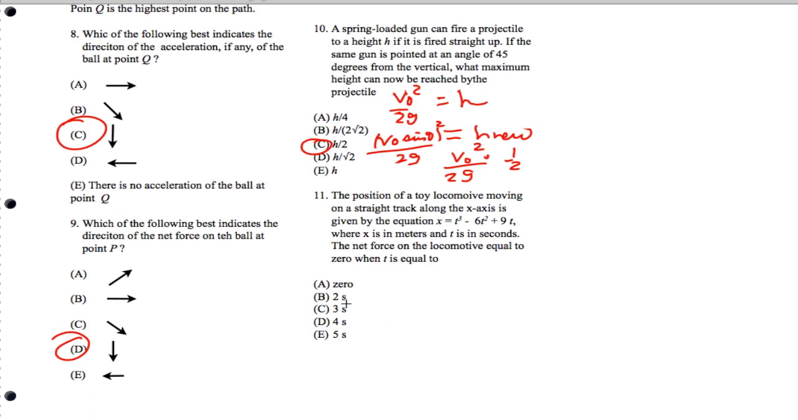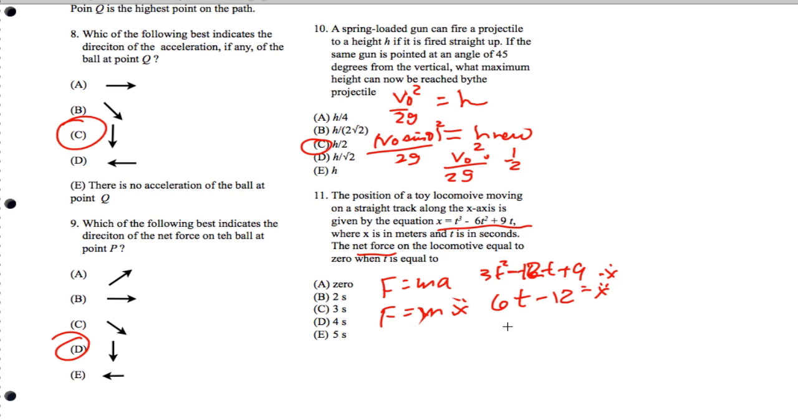Good stuff. Now here, we want to know the net force when we get this position here. So force net is mass times acceleration, which is going to be m times x double dot. So the derivative is going to be 3t squared minus 6t plus 9. Second derivative is going to be 6t minus 6. Did I get that right? No, this is minus 12t. Minus 12 here. So this is x dot. This is x double dot.